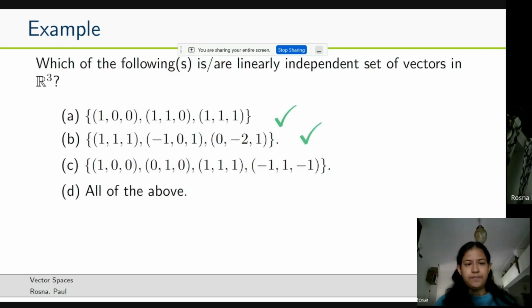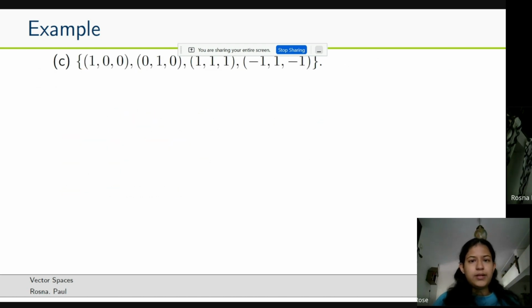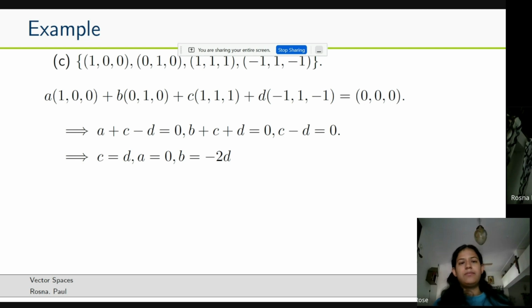Then what about C? First I will go by this long method, but if you are more familiar with vector spaces, you can say immediately why it is dependent. So let's go with the long method. We do the same thing. We multiply each element with some scalars and equate it to (0, 0, 0). When you solve all the equations, we get c equal to d, a equal to 0, and b equal to minus 2d.